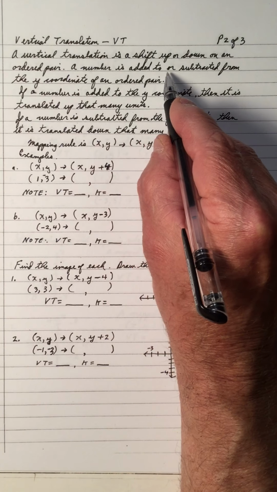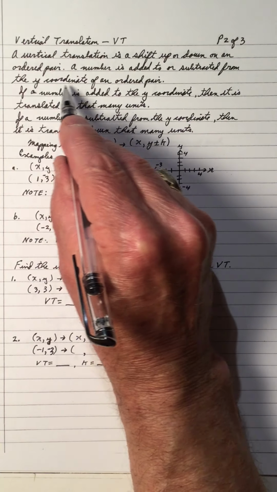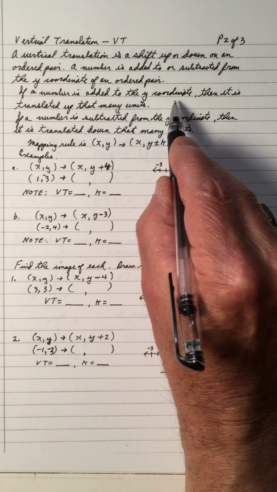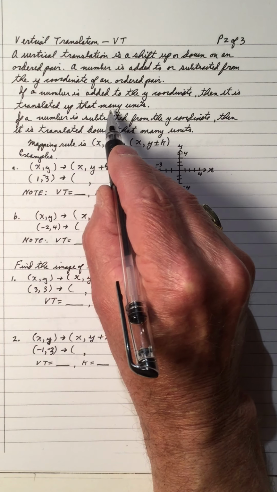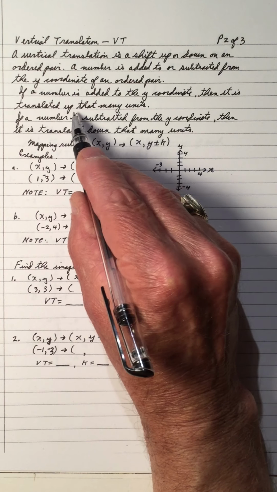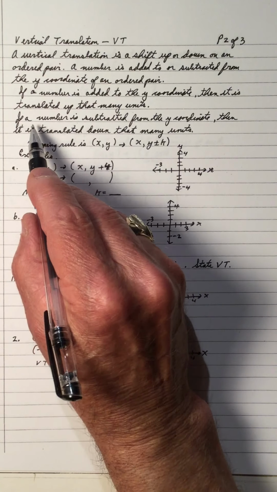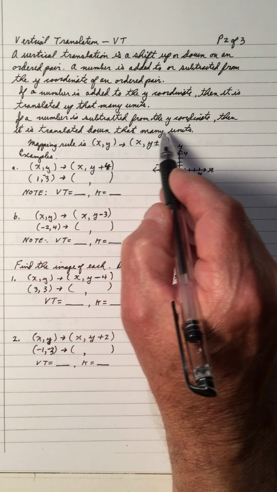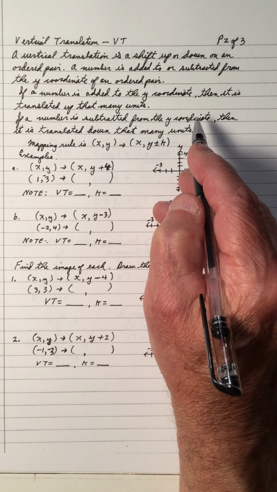A number is added to or subtracted from the y-coordinate of an ordered pair. If a number is added to the y-coordinate, then it's translated that many units up. If a number is subtracted from the y-coordinate, then it's translated down that many units.